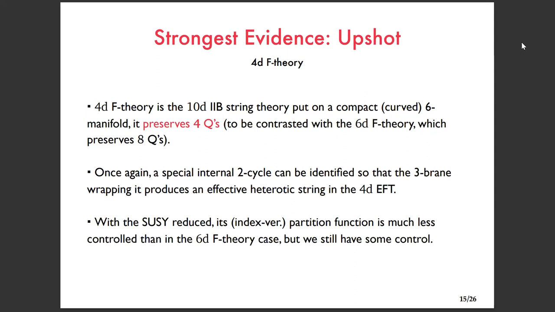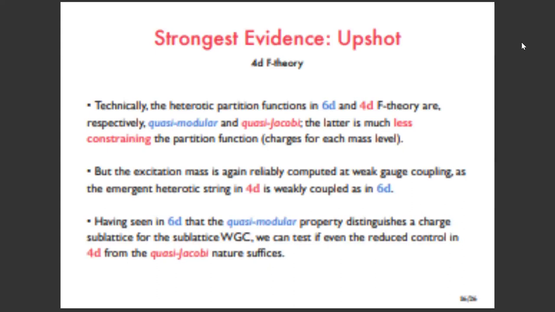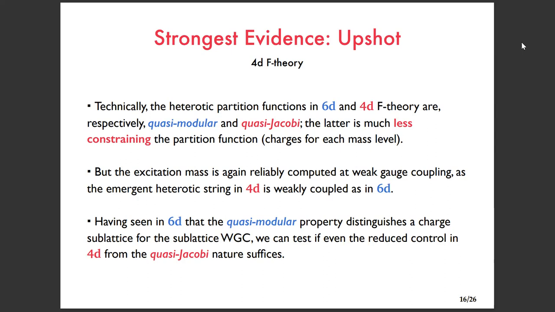With the supersymmetry halved, however, its partition function is much less controlled than in the 6D case, but we still have some control. Technically, the partition functions in 6D and 4D F theory are respectively quasi-modular and quasi-Jacobi. They are just names, I won't explain what they are, but in any case, the latter property is much less constraining on the partition function, or for our purposes, the charge spectrum for a given mass level. But the excitation mass is again reliably computed at weak gauge coupling because the emergent heterotic string in 4D is also weakly coupled, just like in 6D.